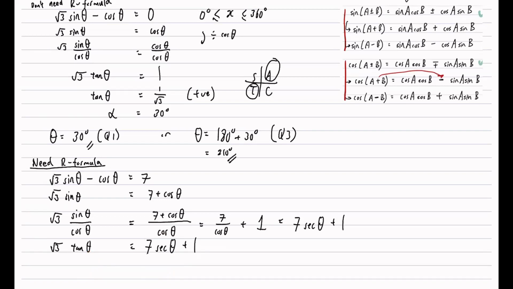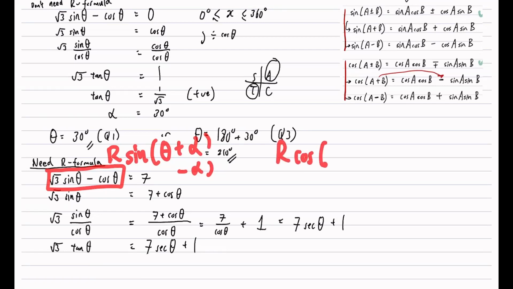Okay. Also, the purpose of R formula is for us to convert this fellow over here on the left-hand side into a certain format. So it could be R sine theta plus alpha, could be minus alpha as well. Or it could even be R cosine theta plus alpha, or R cosine theta minus alpha. Okay, these are the 4 formats that you need to convert it into, right? Yes.